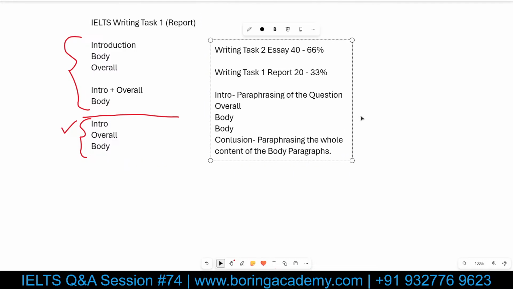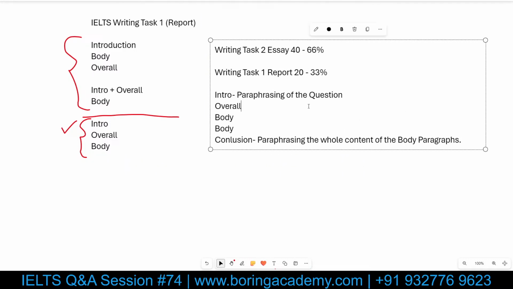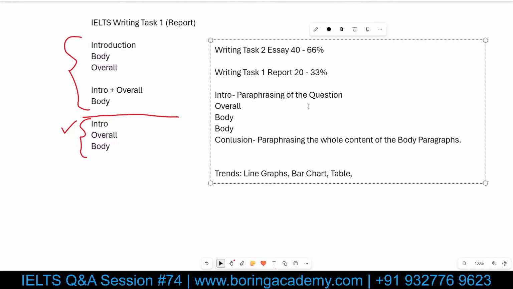And when it comes to the overall, different reports have different overalls. For instance, let's say you're talking about trends. We have trends in line graphs, trends in a bar chart, trends in a table. Sometimes, if it is a comparison, a pie chart, so we can also see trends in pie charts. When it is these things, in the overall, you can simply mention the highs and the lows. So that's your overall.